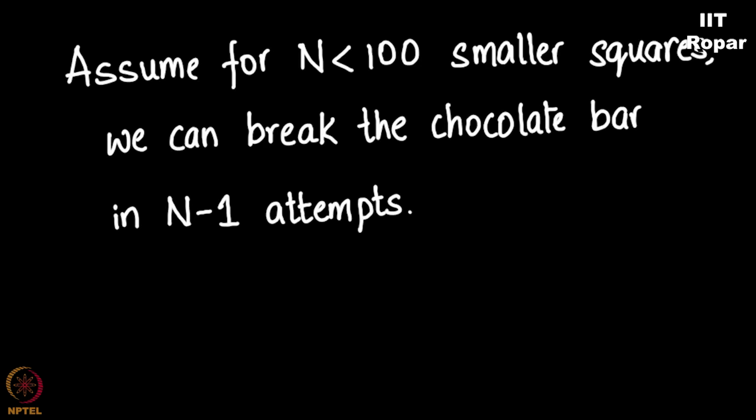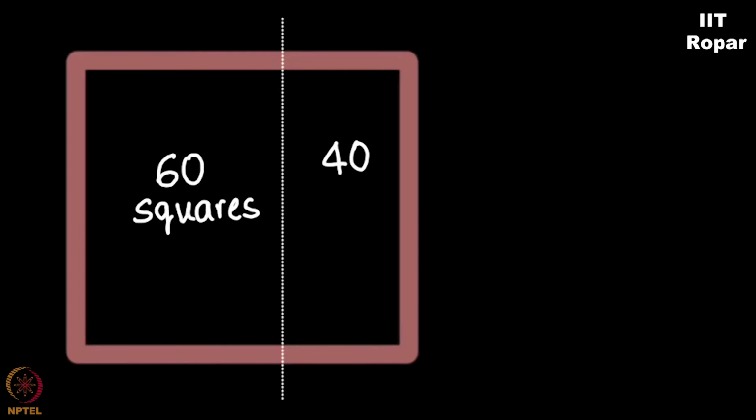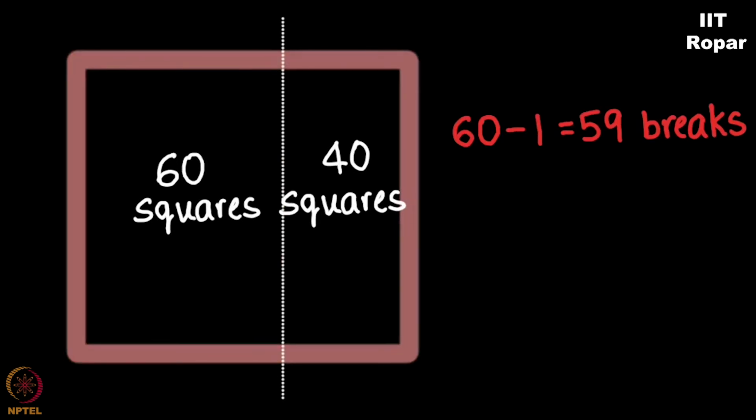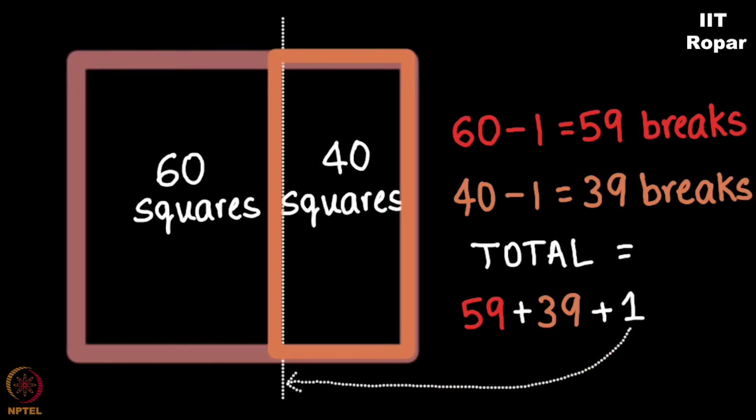Now I take this 100 chocolate bar and then break it into two pieces along some line. Maybe I will get a 60 and a 40. But I know a chocolate bar less than 100 obeys this rule that in n minus 1 cuts you will get the chocolate pieces, if you know what I mean. So for 60 it is 59, and for 40 it is 39. 59 plus 39 is 98, but then you made one break already. So you should add 1 to it, which makes it 99.